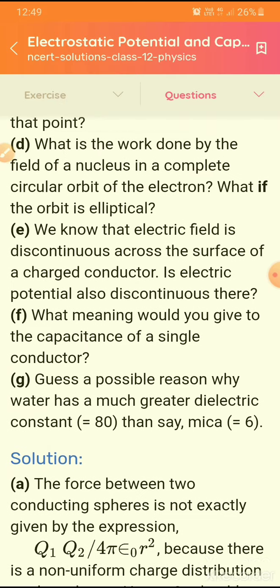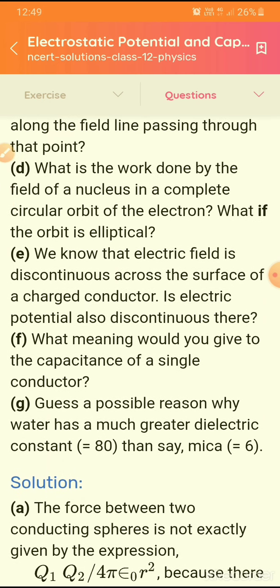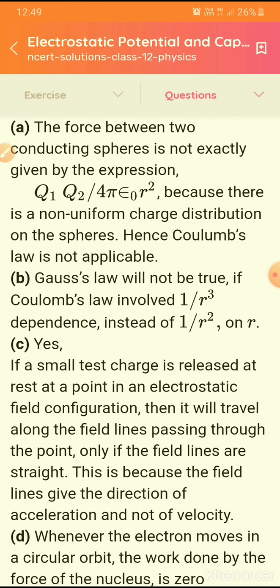Then what is the fourth question asked? What is the work done by the field of a nucleus in a complete circular orbit of the electron? What if the orbit is elliptical? What will happen, and what is the work done by the field? Both the things we need to find out.